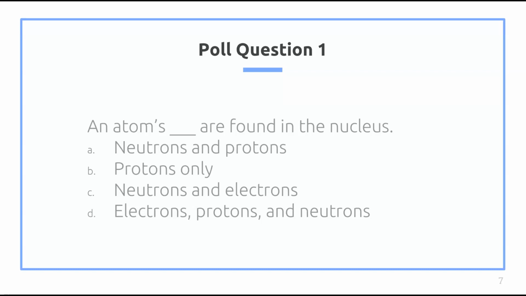So an atom's blank are found in the nucleus. Your answer would be A, neutrons and protons. It cannot be electrons at all because electrons orbit the nucleus, and the nucleus has neutrons and protons. Now remember, the weight of the nucleus is protons plus neutrons. We don't talk about the weight of electrons because they really don't have much mass.